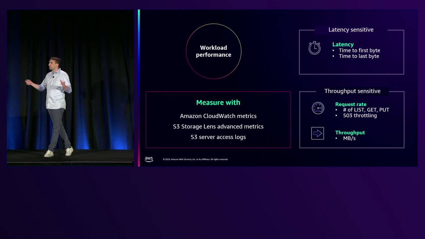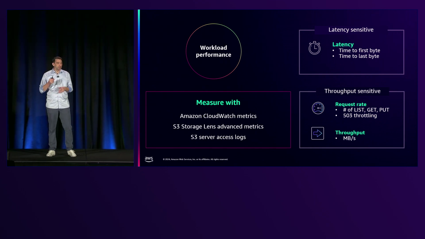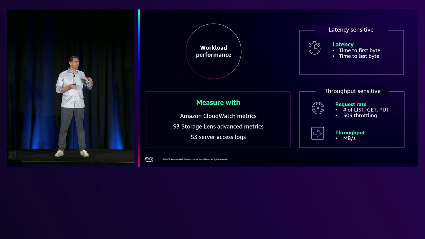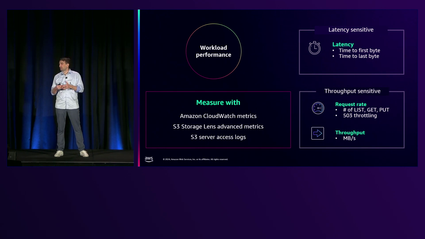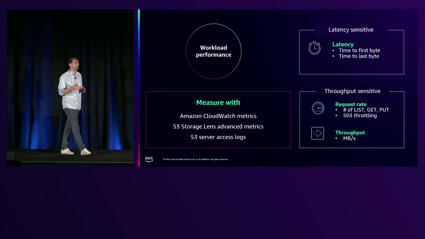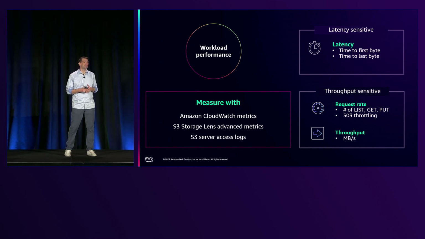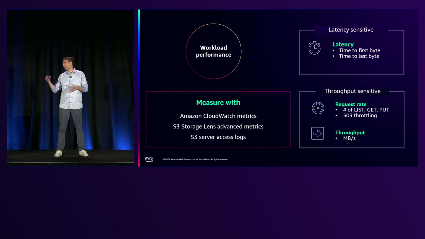And so there are multiple ways what you can do here. And again, the important thing is if you want to improve something, you want to measure it. There are different ways how you can measure it. Depending on whether your workload is latency sensitive, you want to think about first byte latency and last byte latency. If your workload is throughput sensitive, you want to think about aggregate throughput. You actually want to think about the request rate. And we'll talk about that a little bit more.